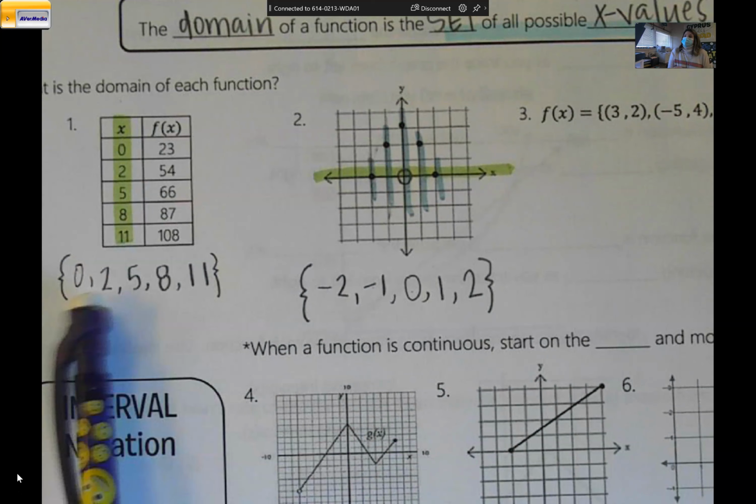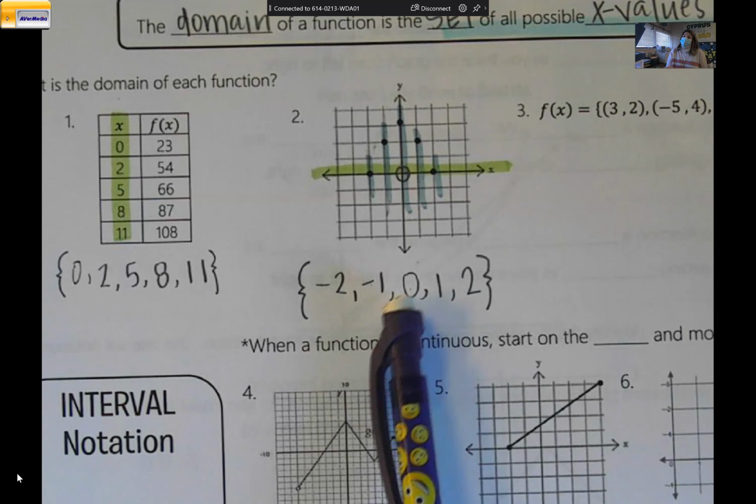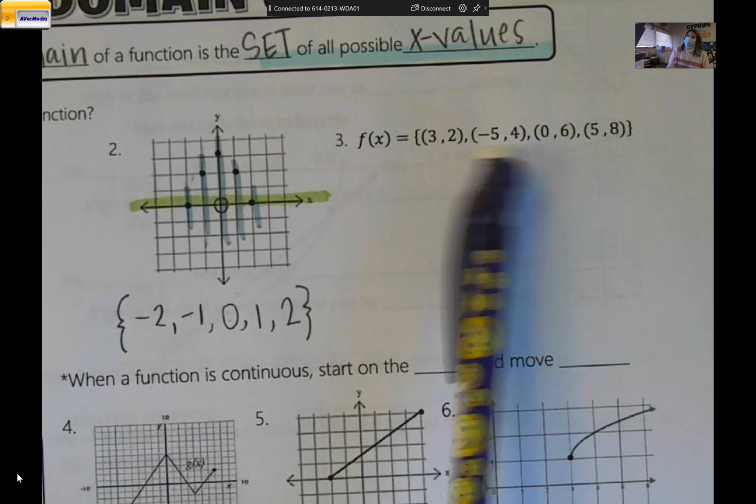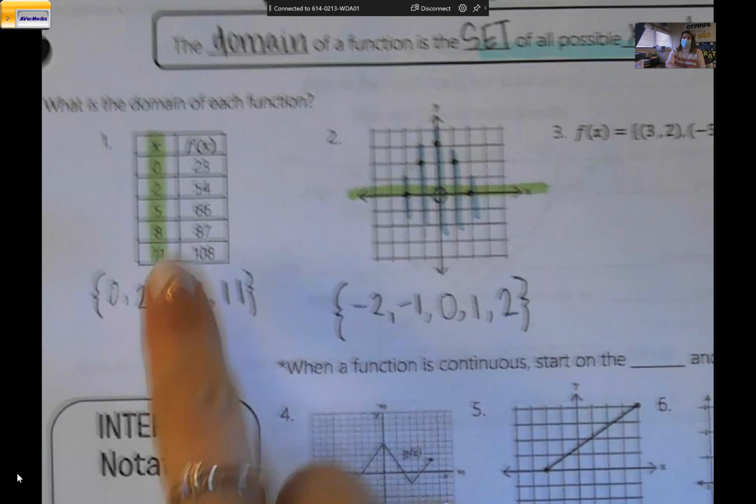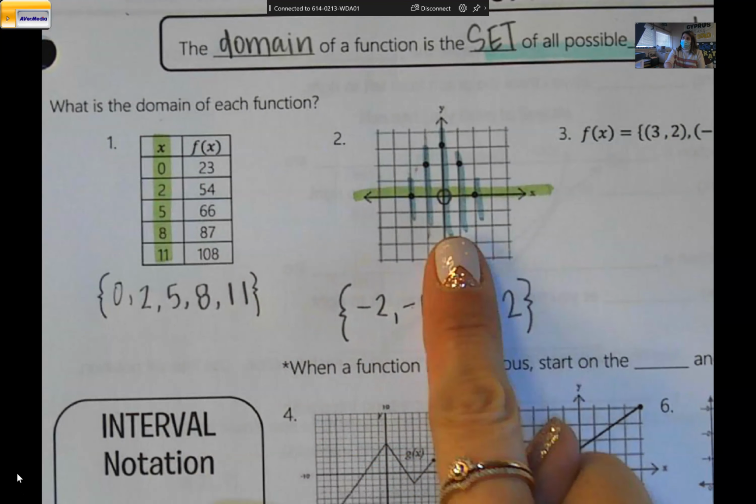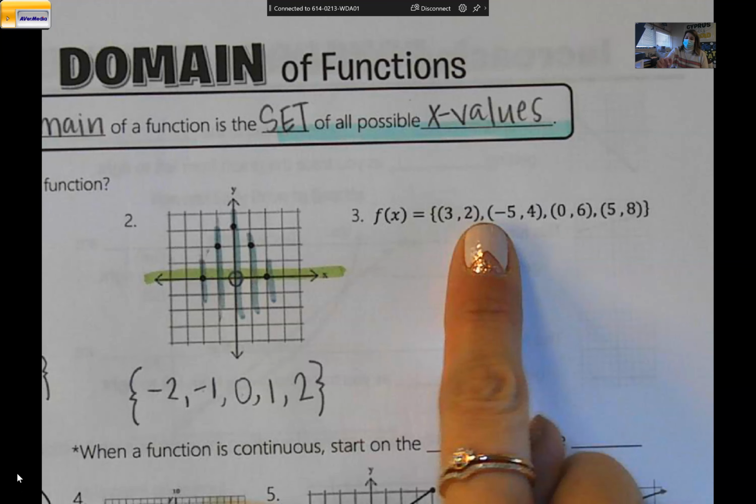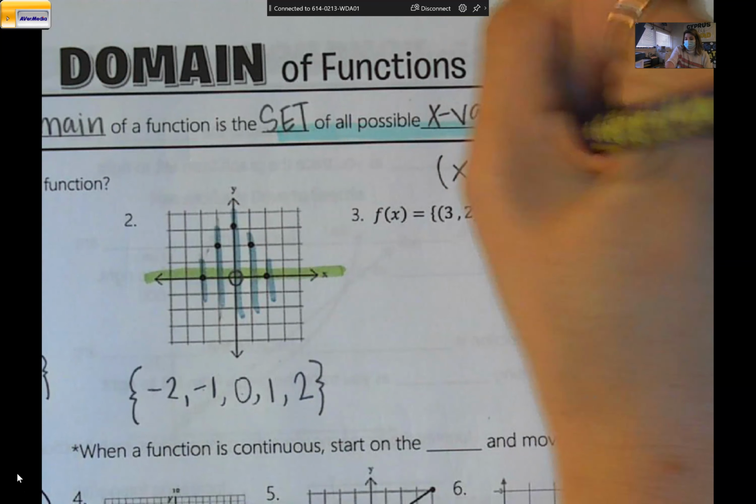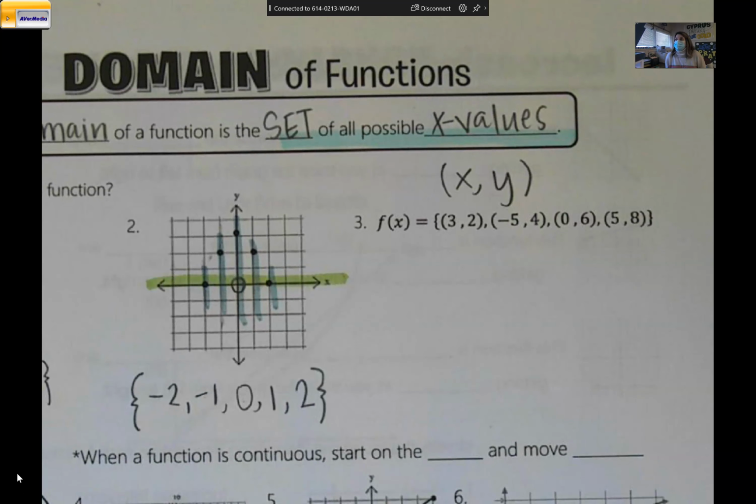So on this function, it was 5 numbers. On this function, it was 5 numbers. On this function, it's only going to be 4 numbers. So we had a table, we have a graph, and now they're just giving us a list of points. So remember, all of your points go in the order of x, y.